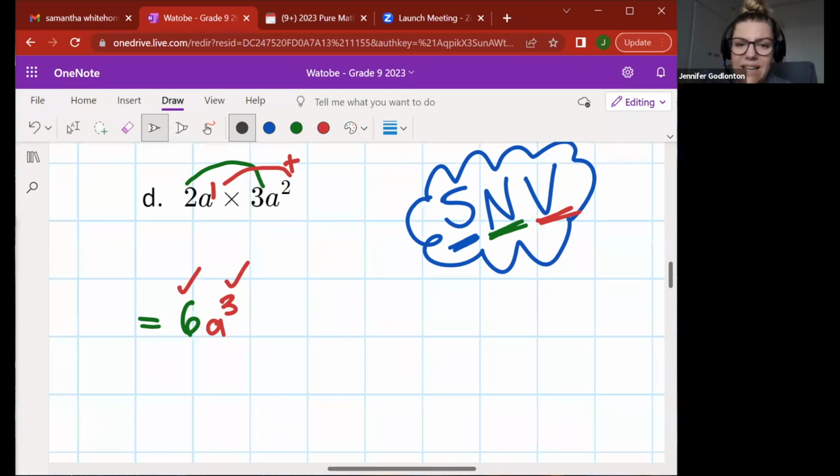So all we've done here is we've looked at signs, numbers, variables. Our signs were both positive, so we didn't need to worry. Our numbers, we said 2 times 3, that gave us the 6. And then for our variables, we had an a and we had an a squared. So we were able to have a cubed. So that is what happened in this question.